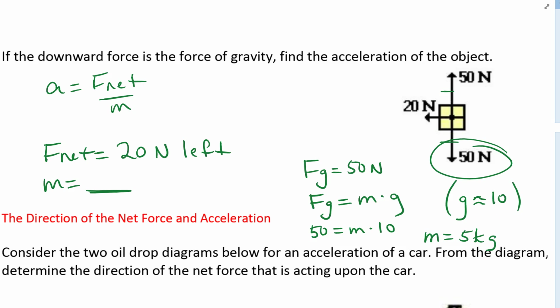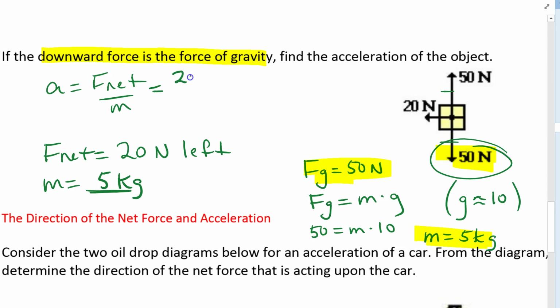So you see how that works. I use this information here to solve for mass. If the downward force is the force of gravity, those are all the clues that led me to say that the mass has to be 5 kilograms. And now I'm ready to go back here and say, okay, my Fnet was 20 newtons left, divided by 5, and now I get 20 divided by 5 is 4.